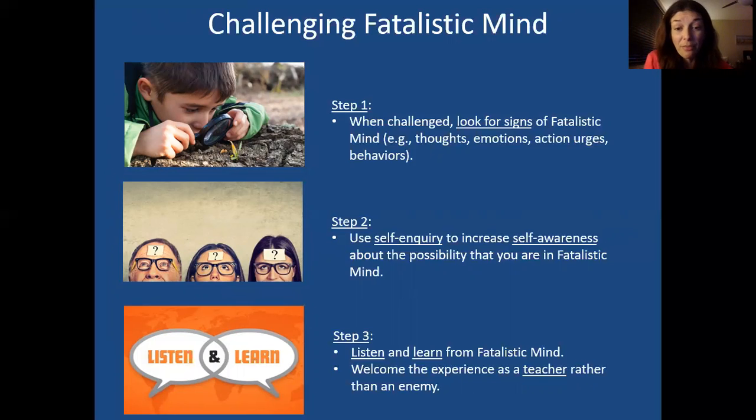All right. And then three, they say it's important for us to listen and learn from fatalistic mind. So instead of shoving it aside, maybe we could figure out what it's trying to tell us about ourselves, about the situation. So maybe we could listen to it, hear what it has to say. Welcome the experience as a teacher rather than thinking, oh, this is terrible, it's the enemy.